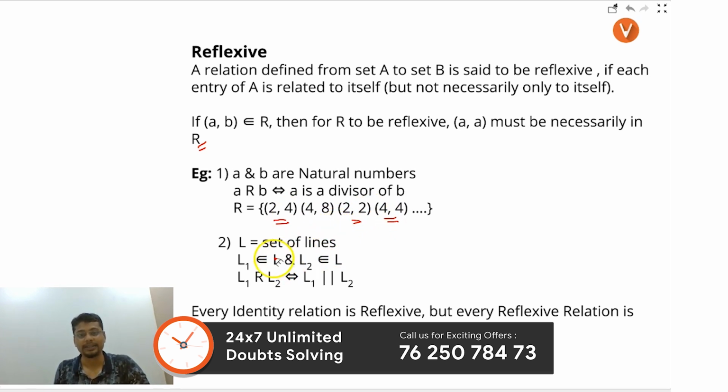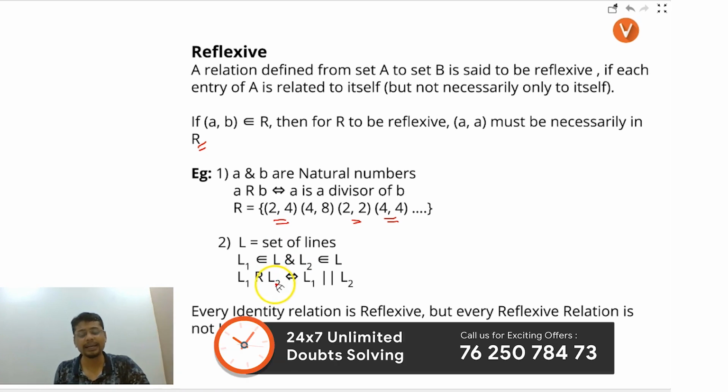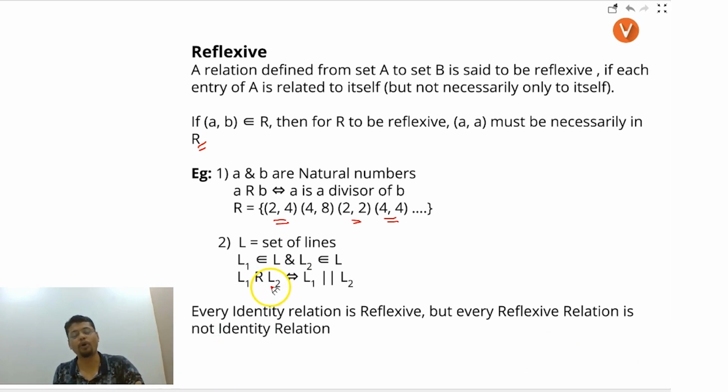Let's take another example. Let L be a set of lines, and two lines, which I'm calling L1 and L2, both belonging to the set L, are related such that L1 is parallel to L2. Now, L1 is also parallel to itself, though it is coincident. However, they are parallel too. Why? Because they have the same slope.